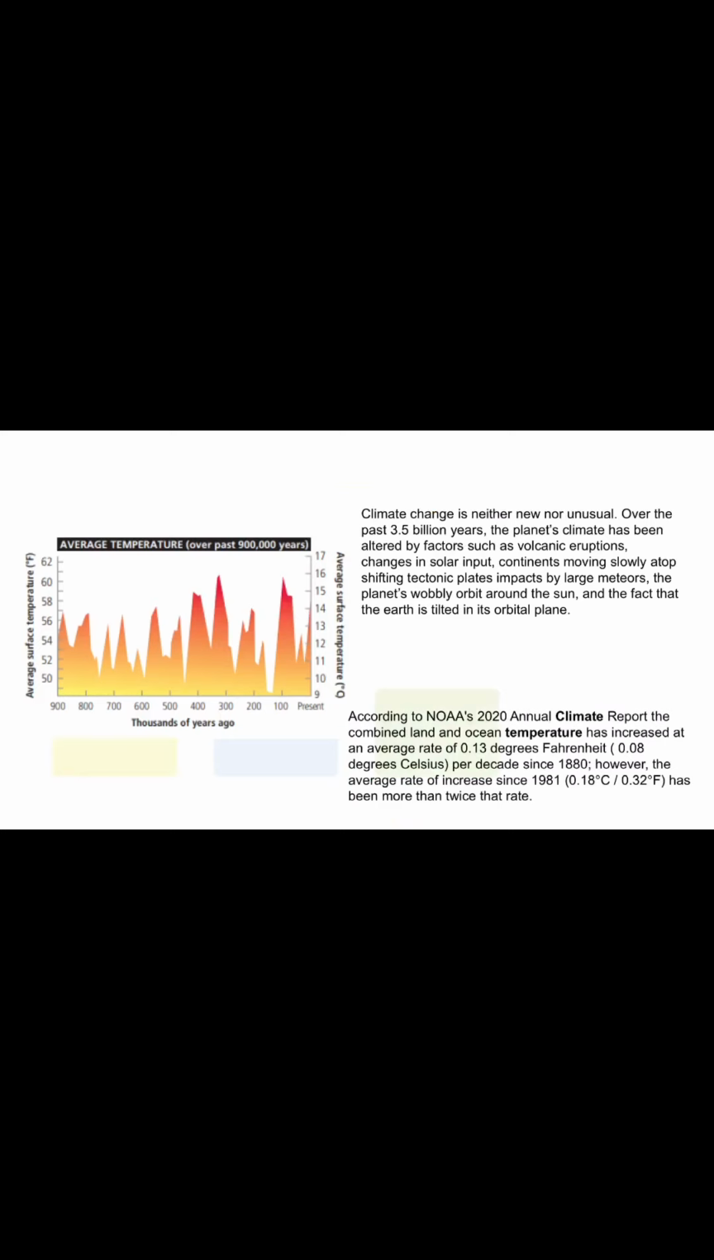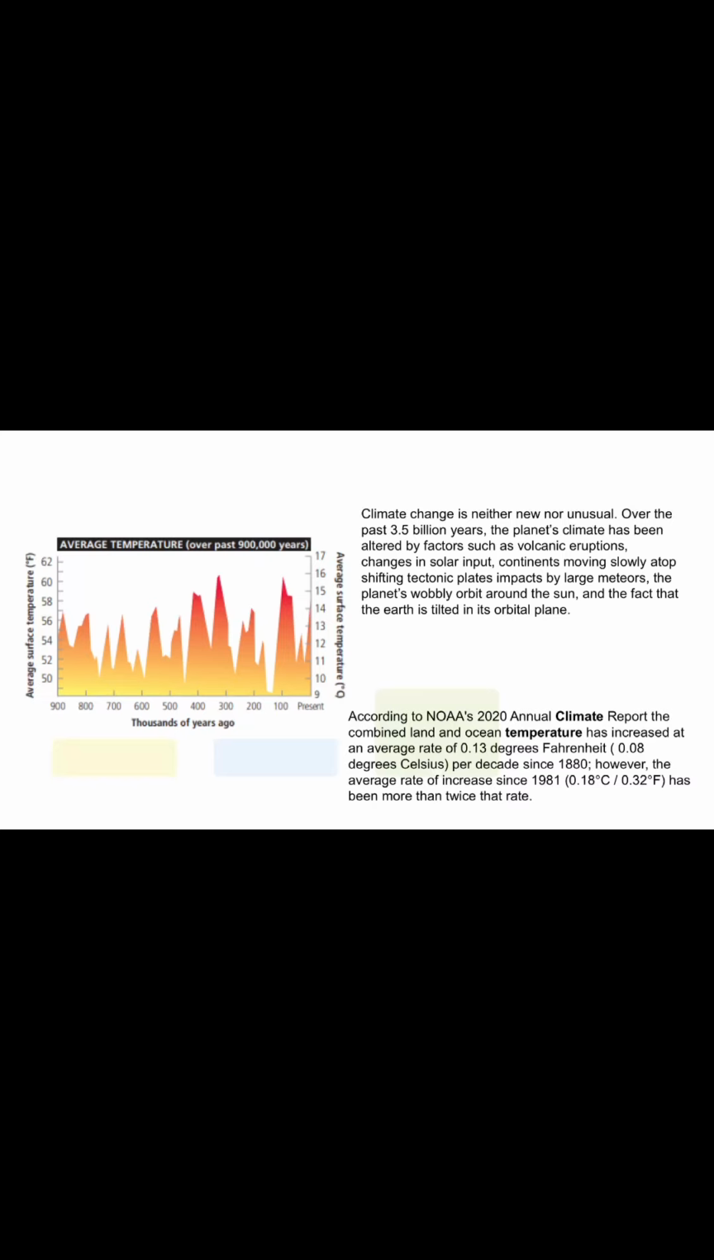Climate change is neither new nor unusual. Over the past 3.5 billion years, the planet's climate has been altered by factors such as volcanic eruptions, changes in solar input, continents moving slowly atop shifting tectonic plates, impacts by large meteors, the planet's wobbly orbit around the Sun, and the fact that the Earth is tilted in its orbital plane.